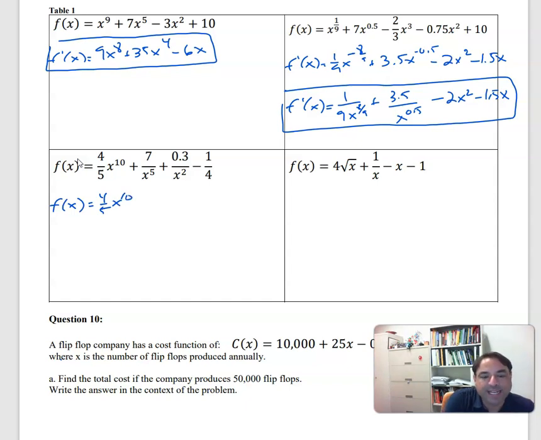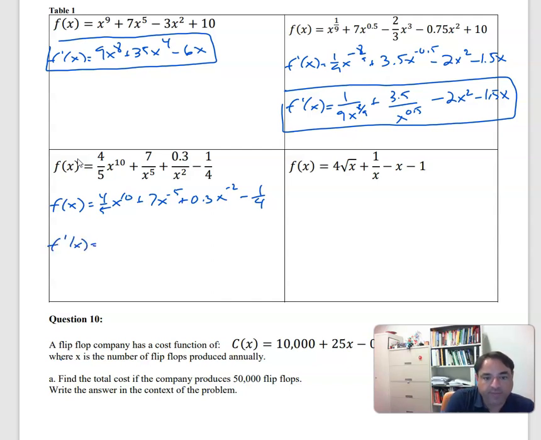The second one has the x in the denominator, so I'm going to move that up. So that's going to be 7x to the negative 5. So when you move it up, it changes sign. Plus 0.3, see the x squared is on the bottom. When it goes up, it will be x to the negative 2, and that's just a minus 1/4. So rewrite first, then we're going to take the derivative.